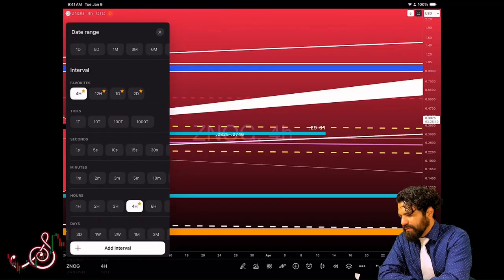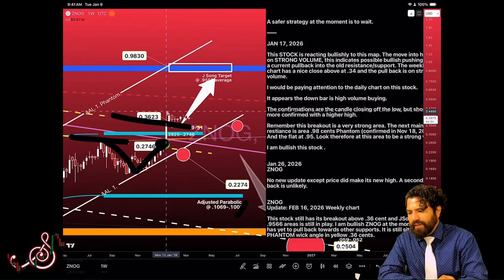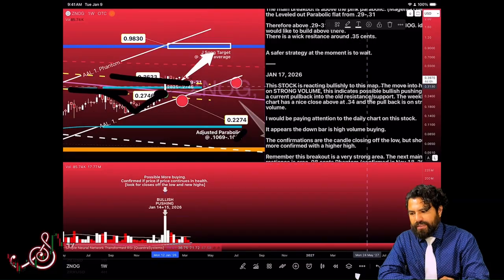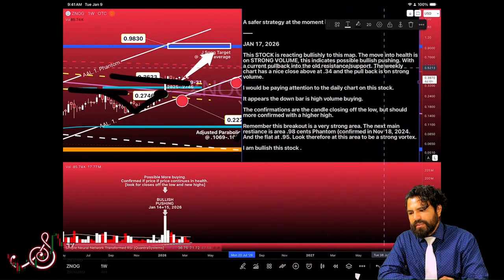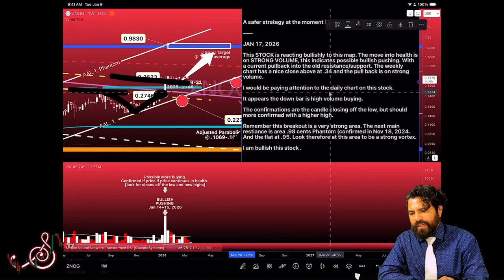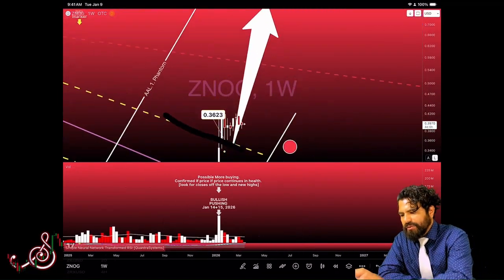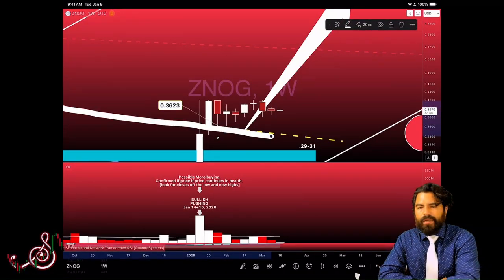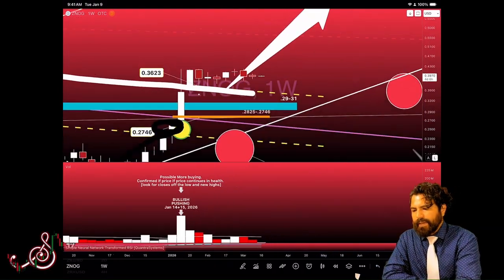So let's go to a 1 week chart. Somewhere about right here for that week in high volume here. Possible bullish pushing right there is what I let you guys know. The move into health on strong volume, bullish pushing with current pullback into old resistance support. The weekly chart has a nice close above at 34 cents. And the pullback is on strong volume. So the pullback into this support, which is along this track right here, guys. You can see, did we get the pullback into that area? Yes, we did.